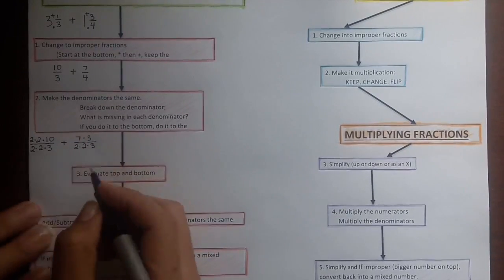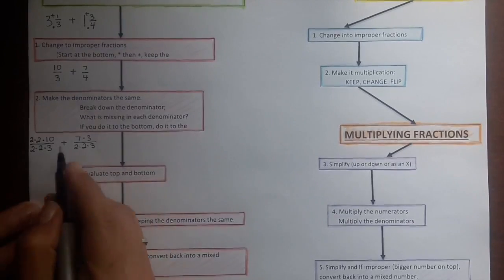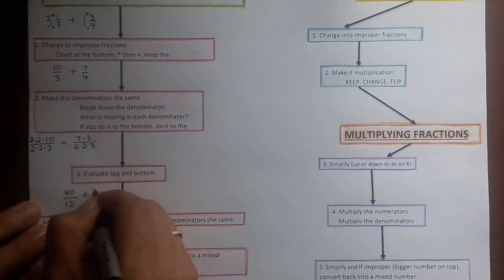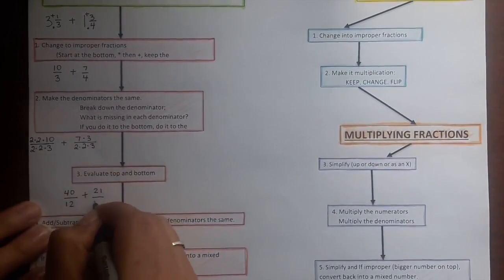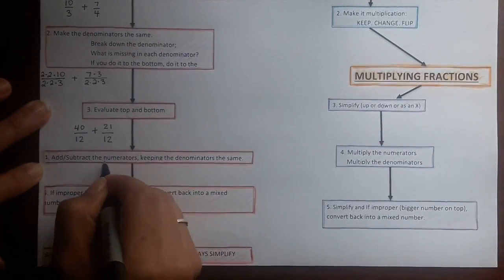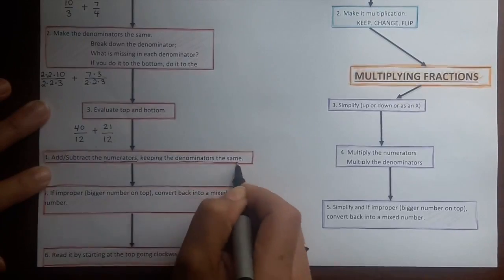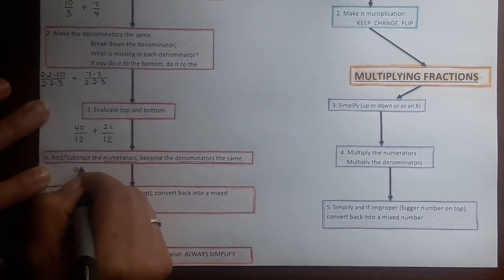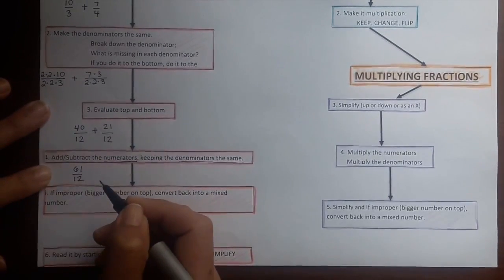Evaluate top and bottom. So 2 times 2 times 10, that's 40. 2 times 2 times 3, that's 12. 7 times 3 is 21. 2 times 2 times 3, that's 12. Let's add the numerators, keeping the denominators the same. So 40 plus 21, that's 61. And then you keep the denominator exactly the same, so 12.